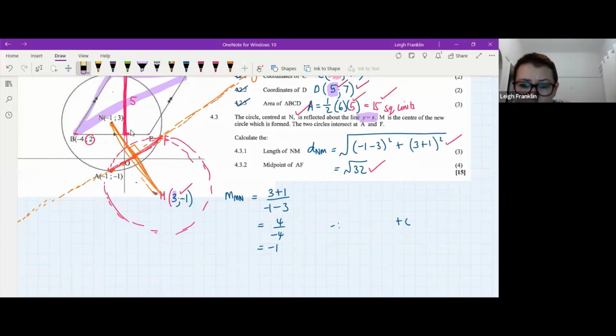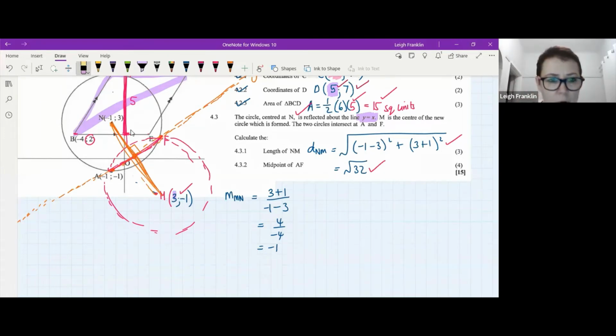Just say that again. Sorry, I've just realized the mistake I made. Sorry, just say that again. Ma'am, due to the fact that AF intersect with one another, and since they reflect one another, doesn't that mean that they both have the same radius length, allowing us to be able to calculate F? Well, what we could say here is that the distance from N to the midpoint and from the midpoint to M will be the same, as will the distance from A to the midpoint and then the midpoint to F.